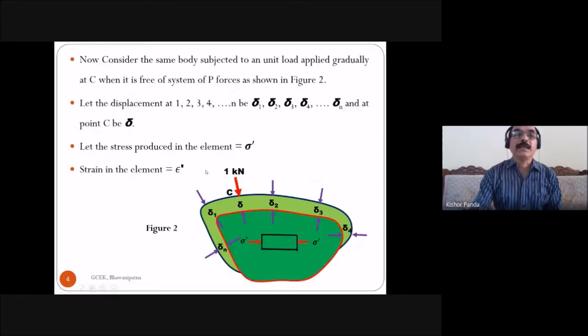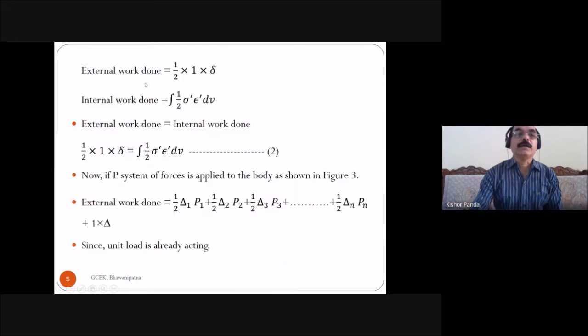Then what is the external work done due to the unit force? Because this is the unit force, and due to this unit force, what is the deflection at C? This is lowercase delta. So what is the external work done due to the unit force and this delta? This is equal to half into 1 into delta. The external work done is equal to half into 1 into delta.